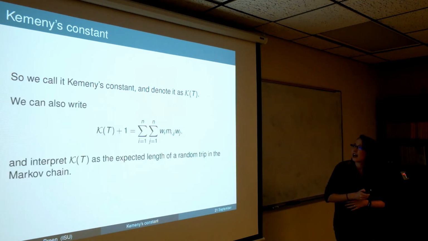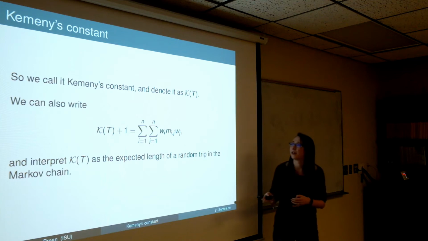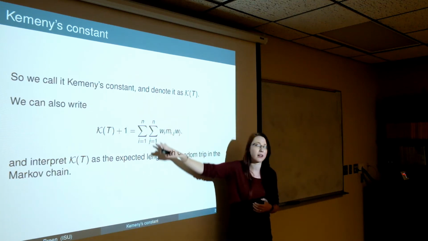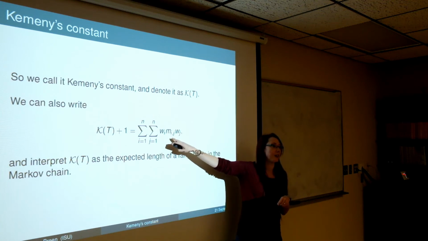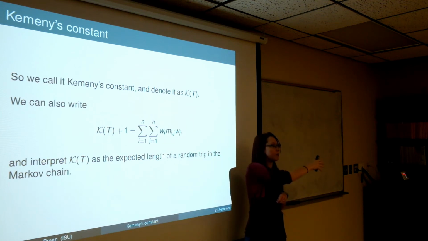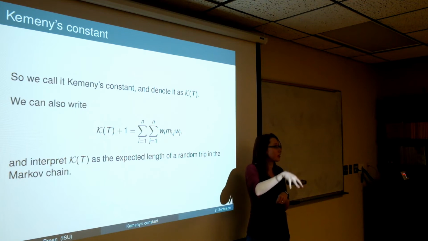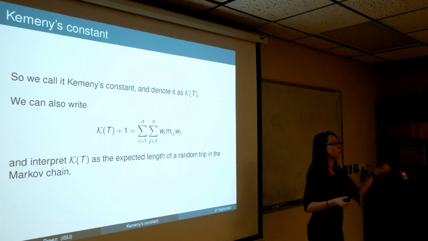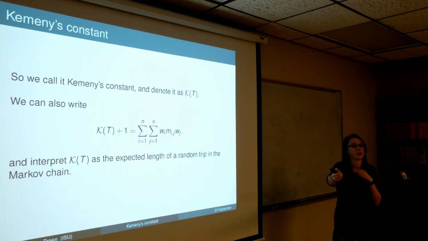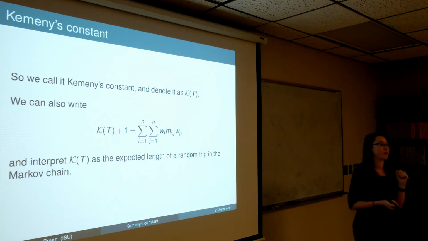And you can wiggle around with the definition a little bit and also write it in terms of this weighted average, where rather than just fixing a state i and thinking about the expected time it takes me to get to a chosen destination state, it's just the expected length of a random trip. So I choose both my starting state and my ending state randomly. And then Kemeny's constant represents the expected length of a random trip in the Markov chain.